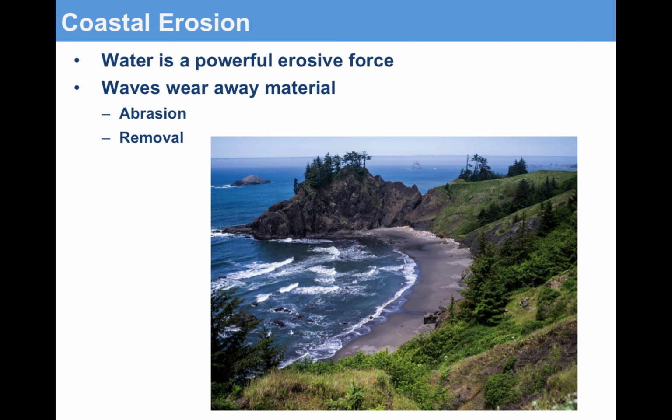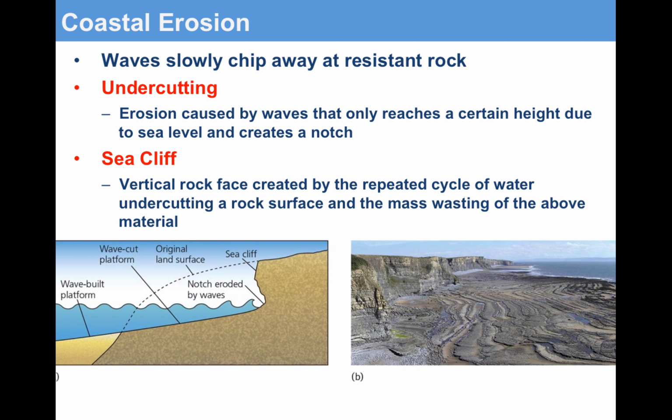Coastal erosion. Water is an incredibly powerful force. It wears away material through abrasion and removal, just like in rivers. You can see this water here has abraded this rock to pieces. Waves will slowly cut away at rocks, just like we saw in the Bay of Fundy. Those rocks are completely cut right here. This is where the water stops.